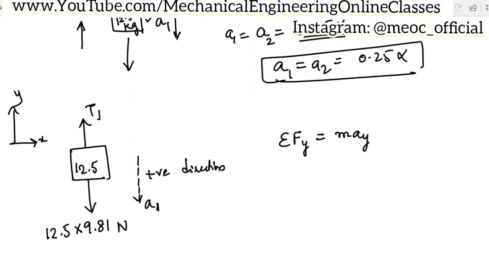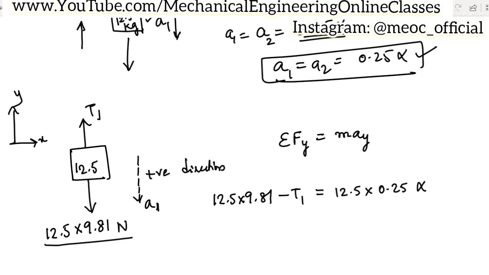There is a translation, right? This is translated along the y-axis. So what forces are positive? The weight force is in the direction of a1, so the weight force is positive, which is 12.5 into 9.81, and T1 is opposite to a1, so T1 is a negative force. So this is sigma Fy. There is no other force acting, right? And this is equal to the mass of the object, which is 12.5, into ay, or a1 here. What is a1?